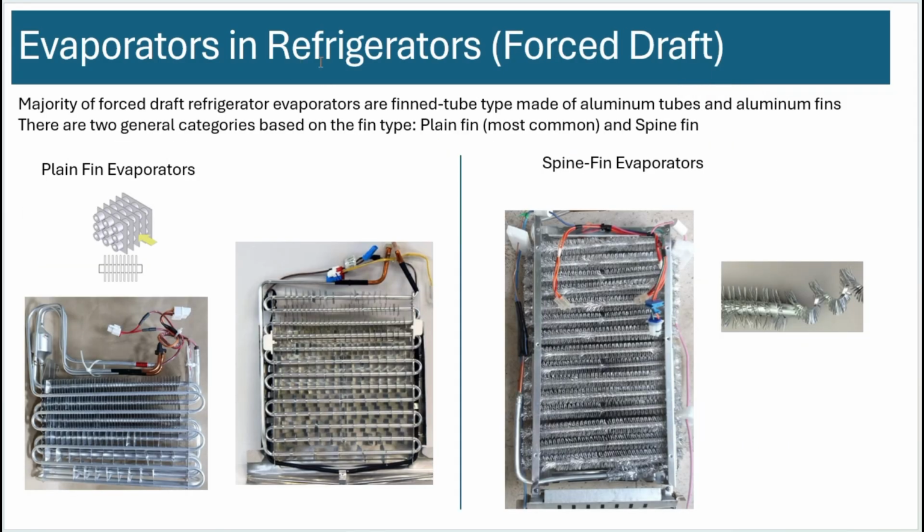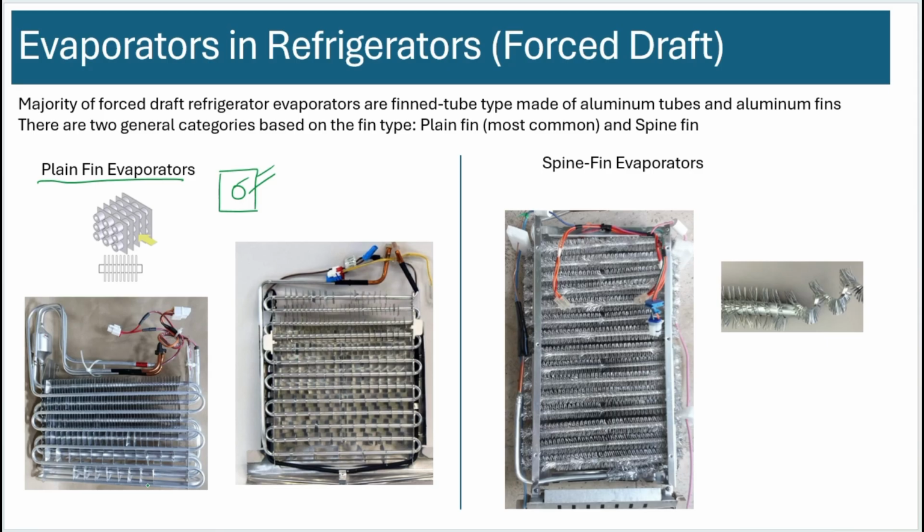Now, when you look at the evaporators with forced draft, in other words, with fans, this is how they look like. Okay. The most common one is the plain fin evaporator. So it is basically a tube and a fin around that tube that looks like that. Okay. And there are several fins. You could see from the side you have several fins. This is the typical fin density you will see.